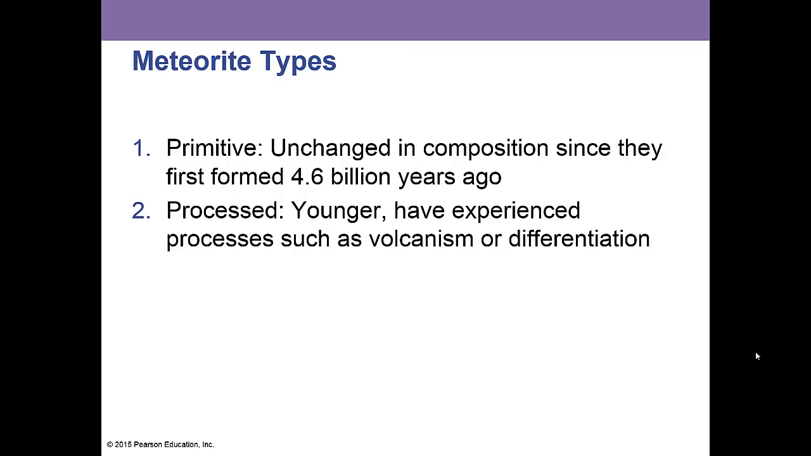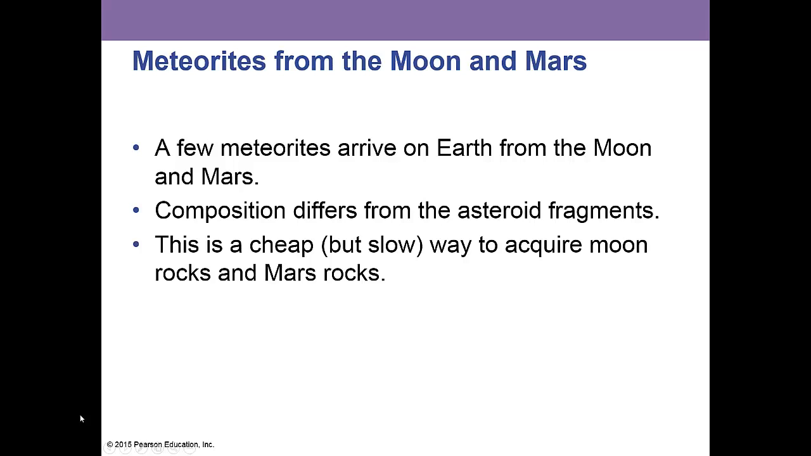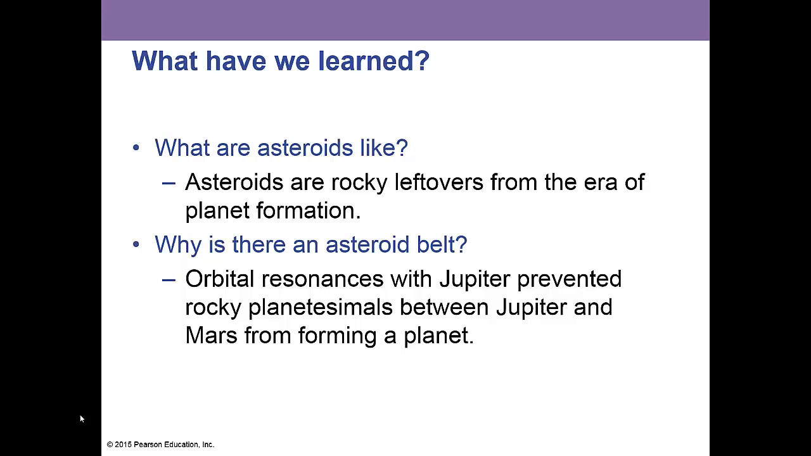Okay. Meteorite types. Primitive meteorites are unchanged in composition since they first formed 4.6 billion years ago. Processed meteorites are younger and have experienced processes such as volcanism or differentiation. A few meteorites arrived on Earth from the Moon and from Mars. The composition differs from the asteroid fragments, and this is a cheap but slow way to acquire Moon rocks and Mars rocks.